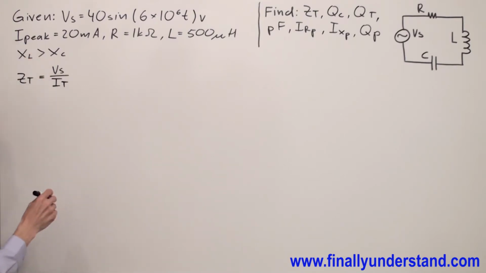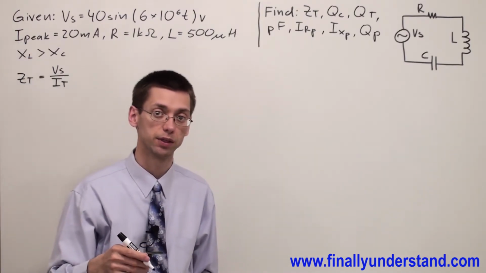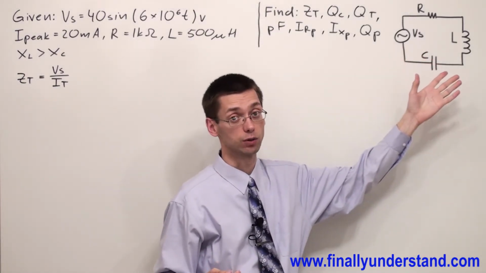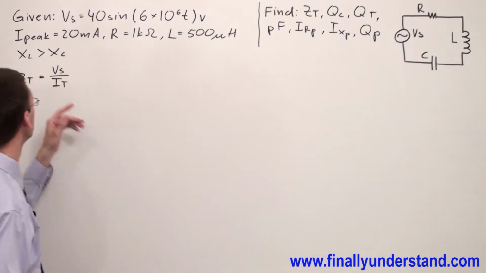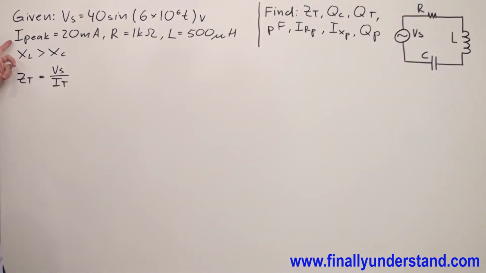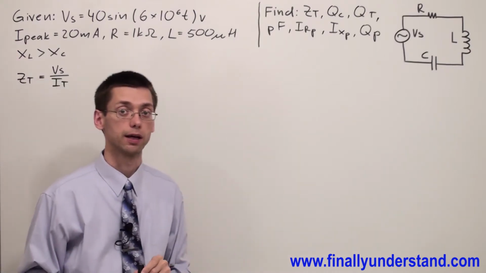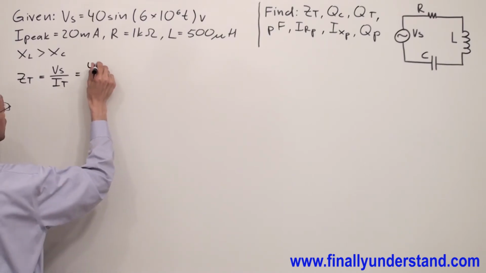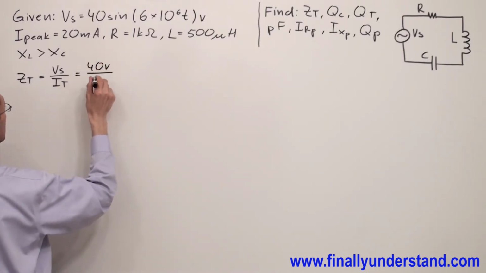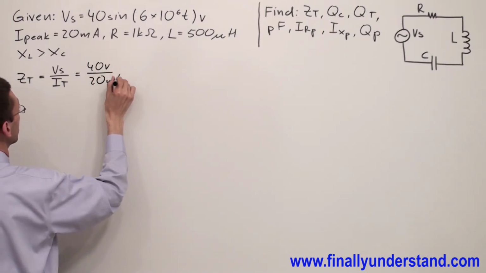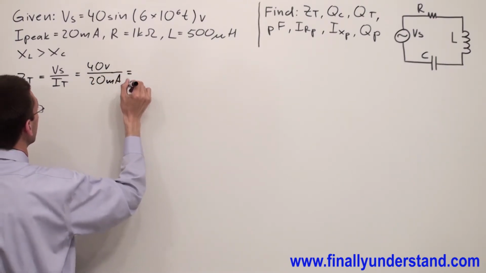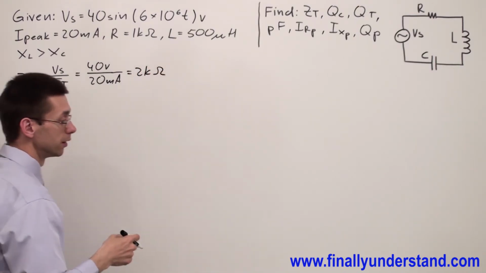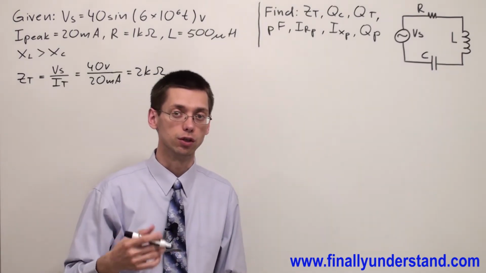My current is not specified as the total current, but please keep in mind that we are talking about the series circuit, and in a series circuit we have just one current, so there is no other option but to say that this is my total current. So I have voltage source equal to 40 volts over I total, which is equal to 20 milliamps. Okay, this is equal to 2 kiloohms, but our answer is not complete.